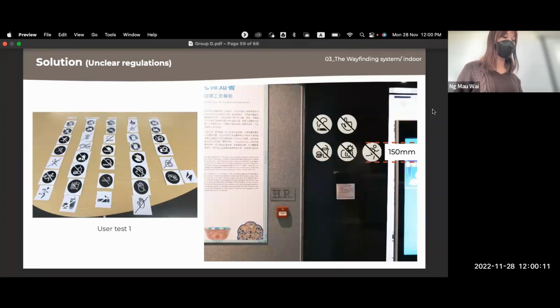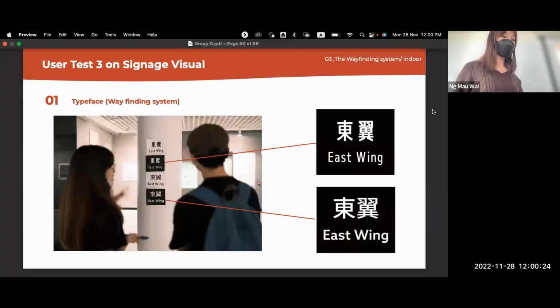So we collected the feedback from user test one, and we redesigned the pictogram, including adding a clear solid circle in each room, which lets people see clearly, because the color theme of the museum is a little bit dark. And we also changed the line to make it clear and match the new theme.